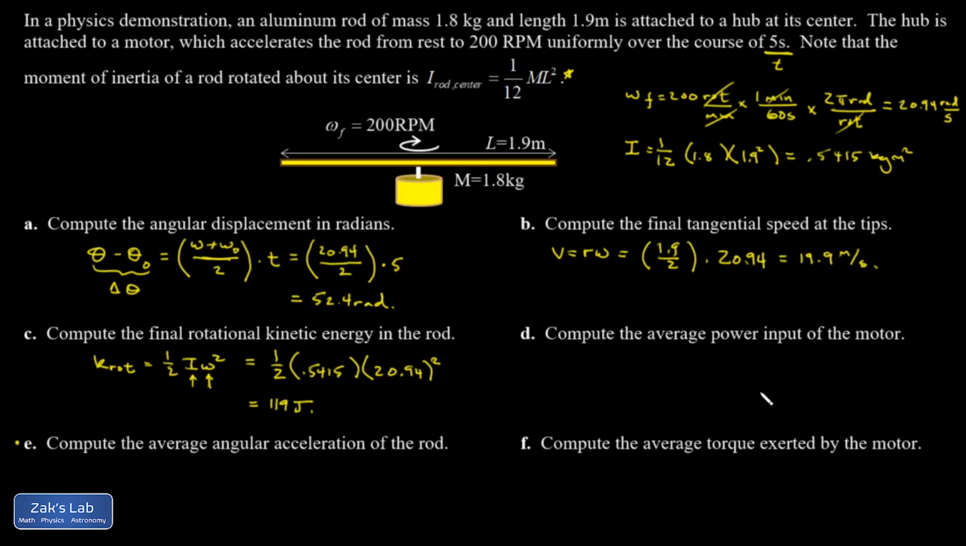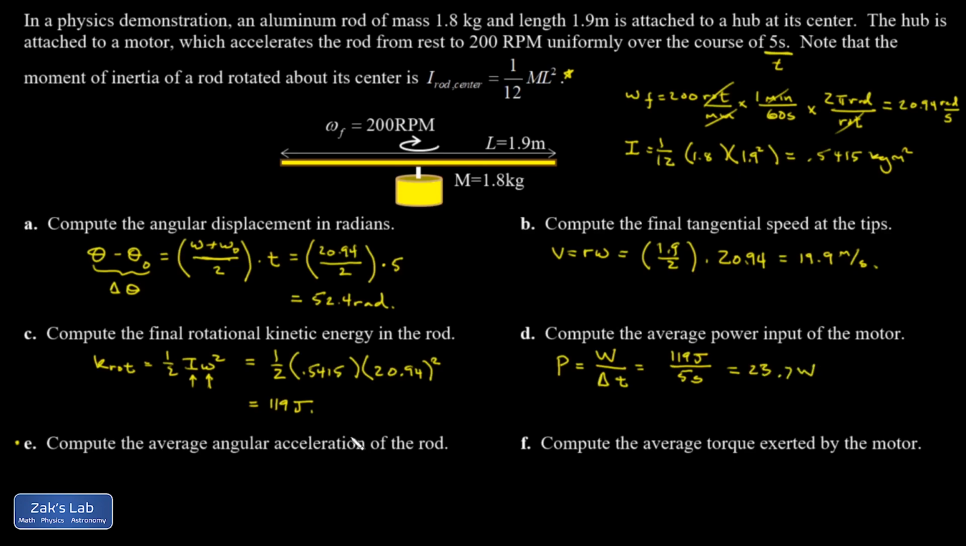Part D, compute the average power input of the motor. So the motor is what's giving energy to this rod. And it's given 119 joules of energy to that rod in 5 seconds. So power is the rate at which energy is transferred, or you could say the rate at which work is done if you like. And the total energy transfer was 119 joules. And the time it took was 5 seconds. And a joule per second is a watt. And this simplifies to 23.7 watts.